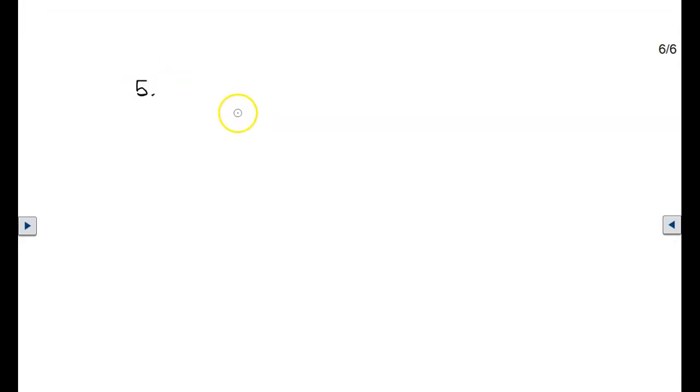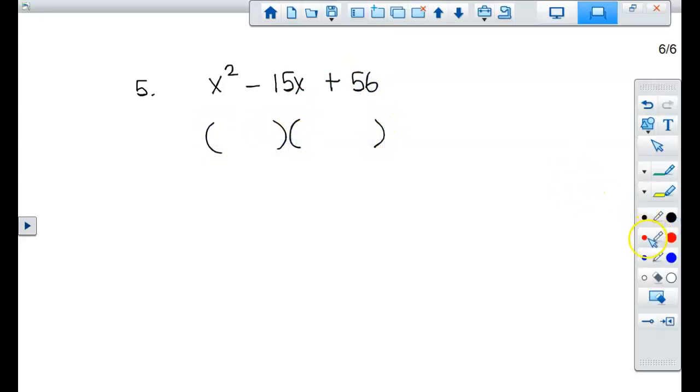Let's try x squared minus 15x plus 56. So get set up, get ready to guess. And notice again how my problem has a negative in it. So that means I'm going to need some negative numbers this time. So kind of keep that in the back of your mind.